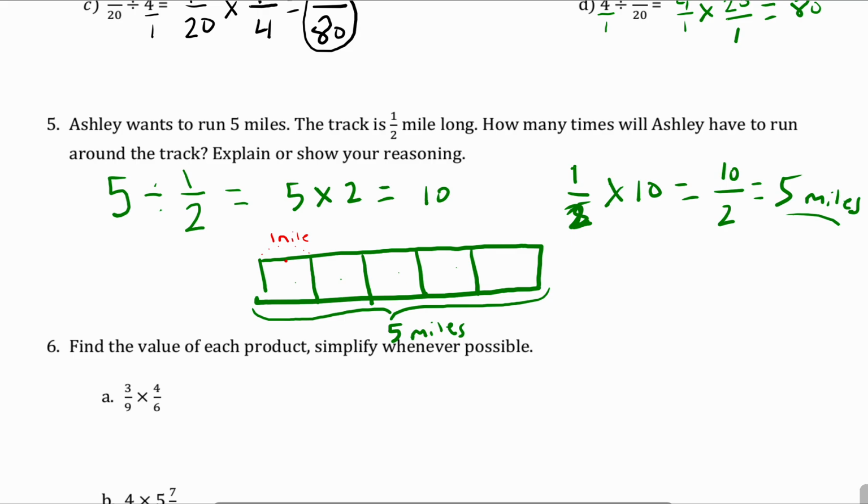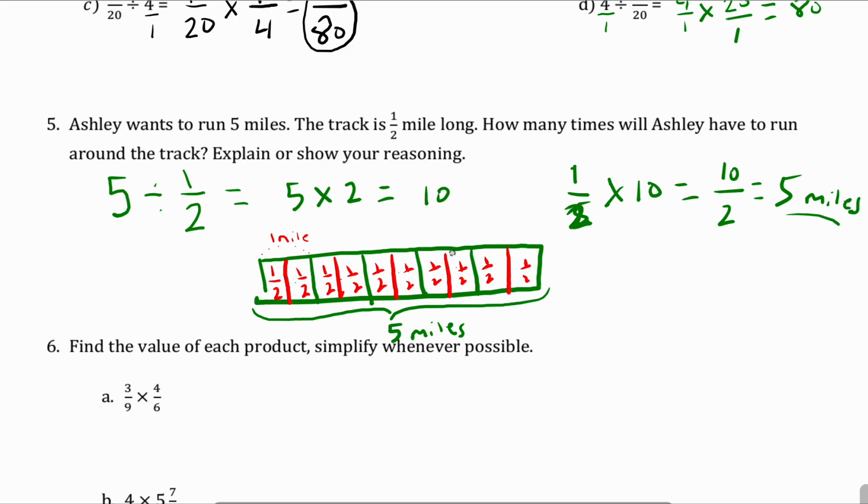That means that each mile you divide it in half. So you cut it in half. You cut each mile in half. Right, so you have a bunch of halves here. A half here, a half here, a half here, a half here, a half here, a half here, etc., etc.